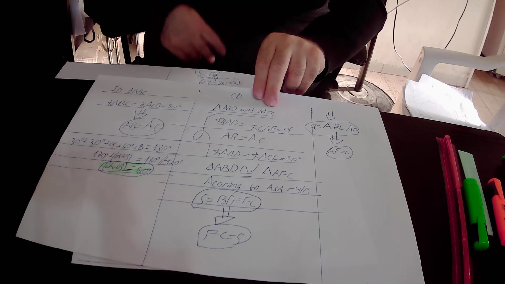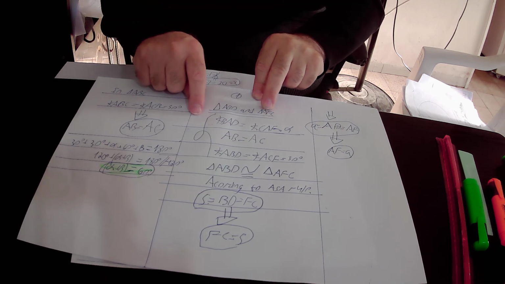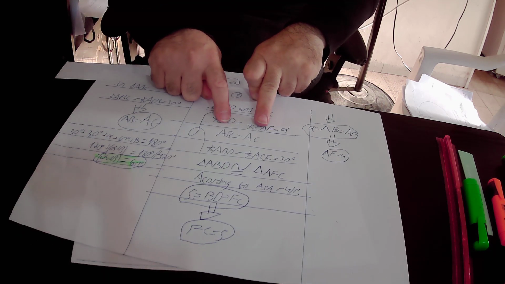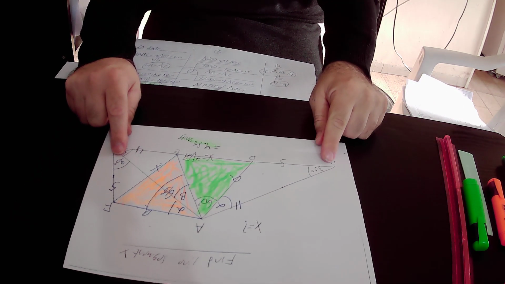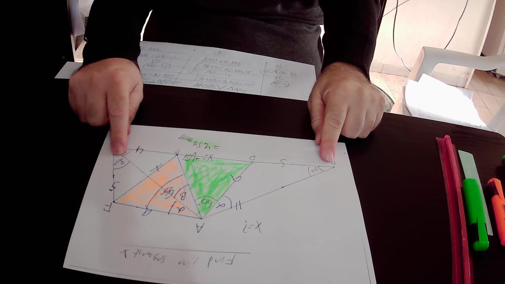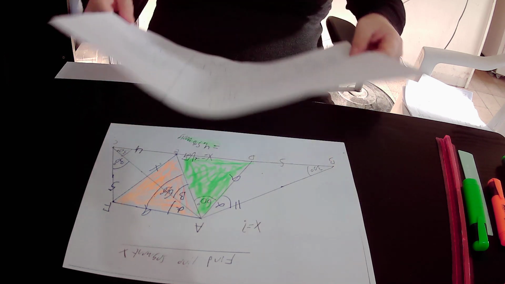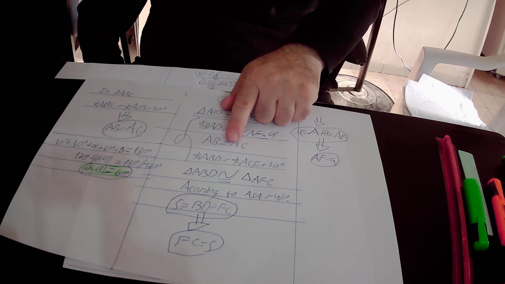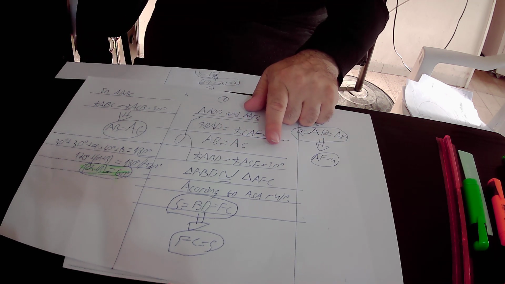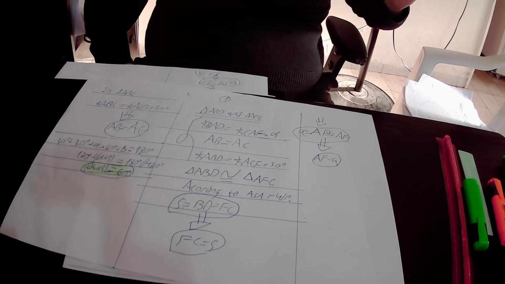In addition, we have already proved that side AB equals side AC. So here, side AB equals side AC. And finally, those two angles are both equal to 30 degrees, therefore they are equal to each other. So here, angle ABD equals angle ACF, they are both equal to 30 degrees, therefore they are equal to each other.